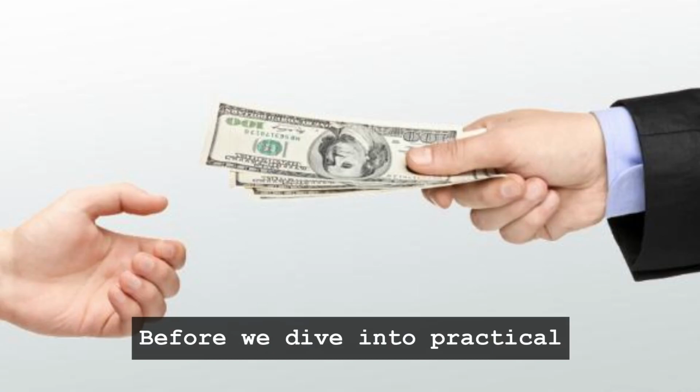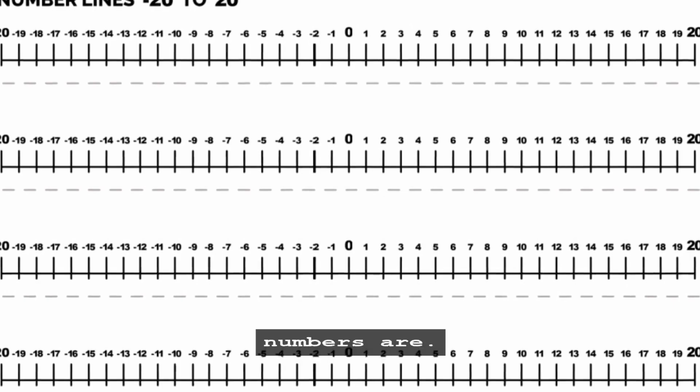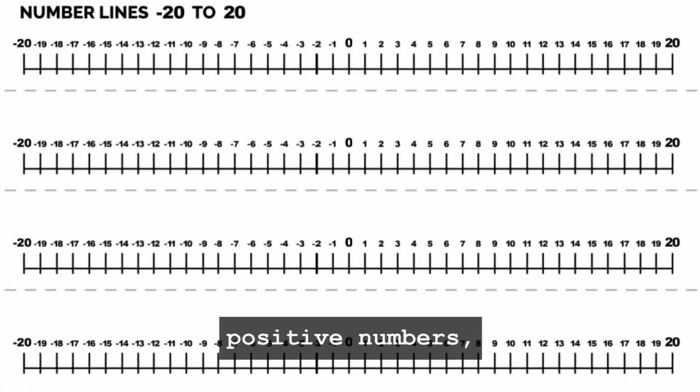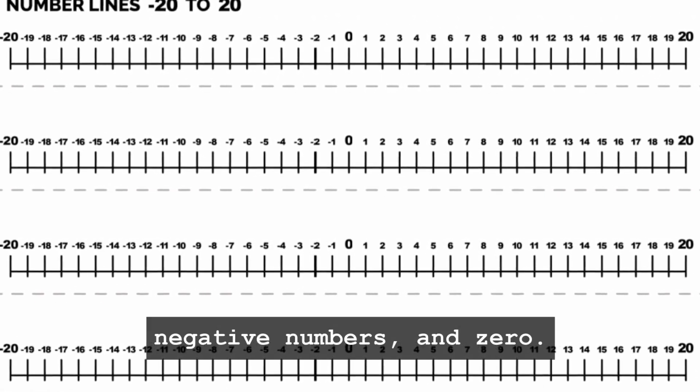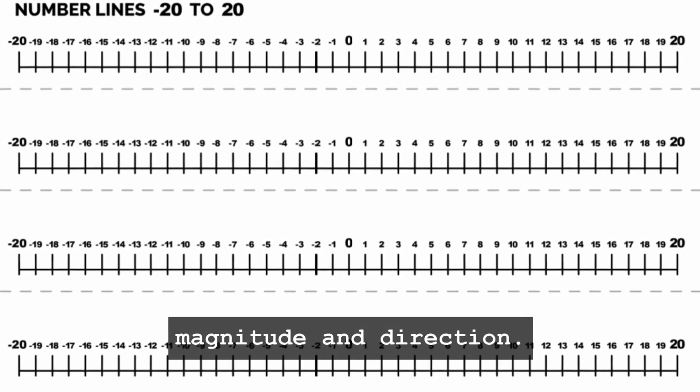Before we dive into practical examples, let's recap what directed numbers are. Directed numbers include positive numbers, negative numbers, and zero. They're used to represent quantities that have both magnitude and direction.